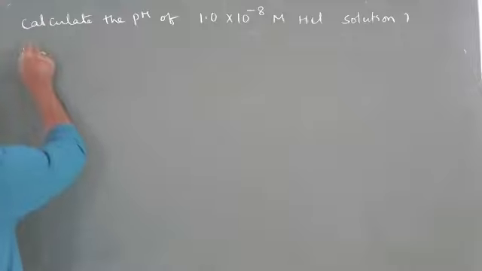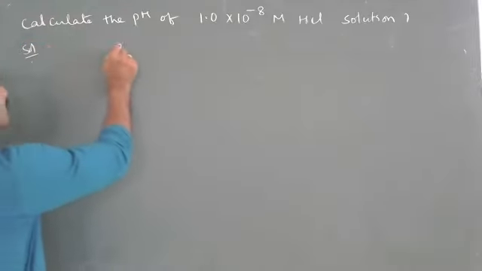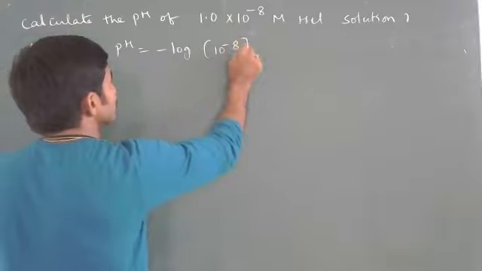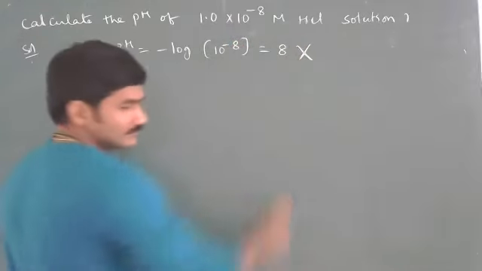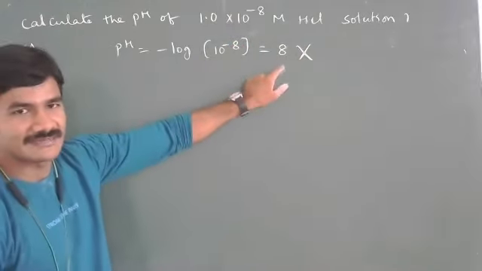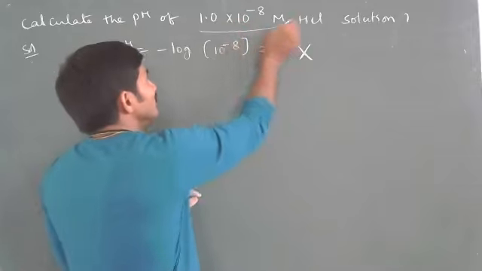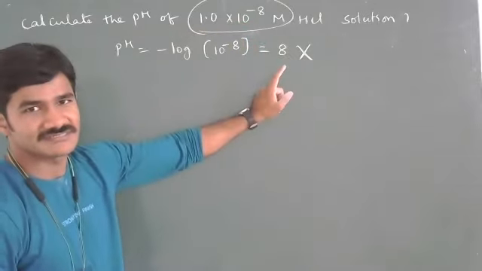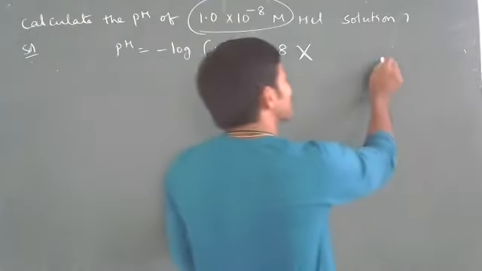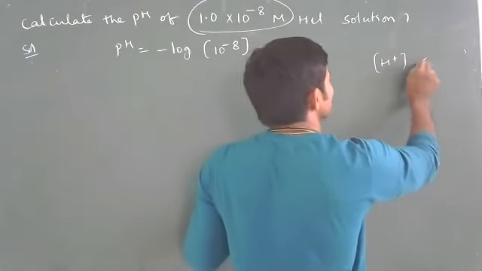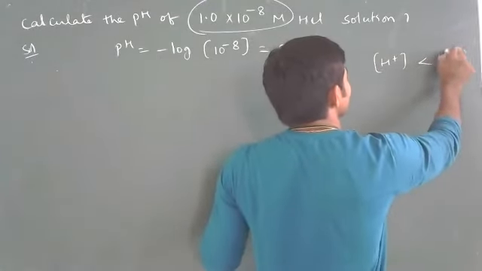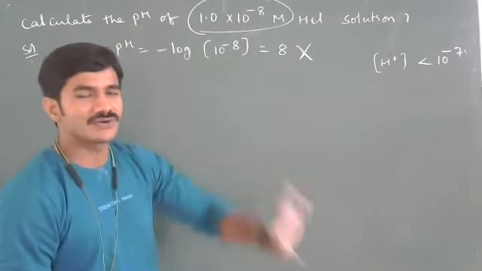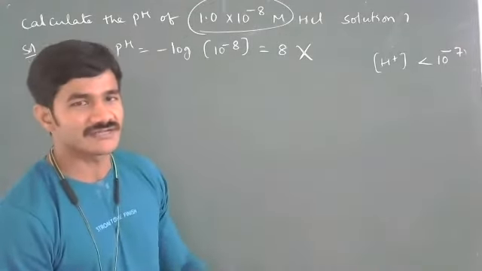So remember this. For this problem, if we just write pH is equal to minus log 10 power minus 8 is equal to 8, this is not true. Don't calculate like this. Whenever the concentration of H plus is less than 10 power minus 7, you have to include the concentration from water also.